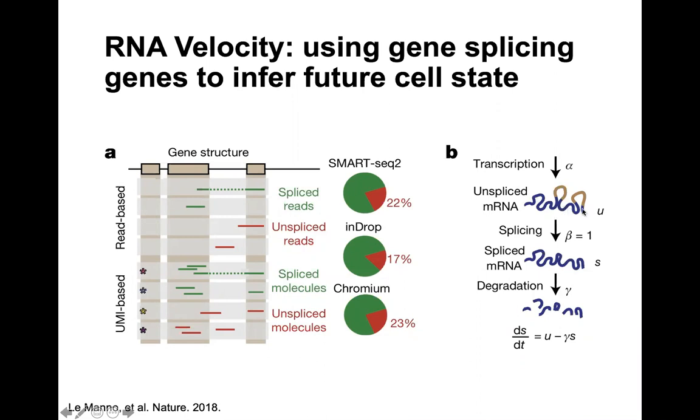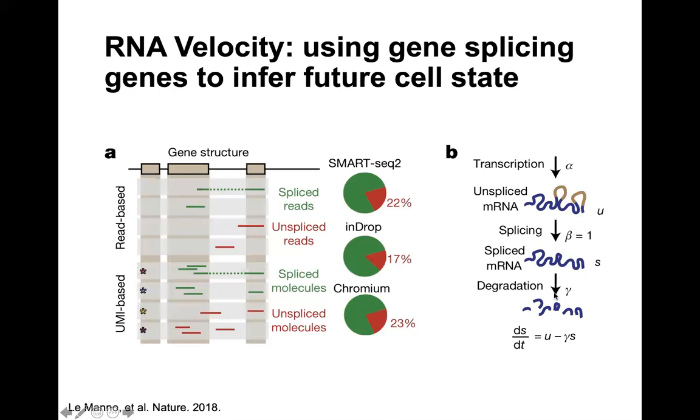That produces some quantity of unspliced mRNA in the cell that then gets spliced at some rate. And in this paper, they assume that there's a constant splicing rate, which then leads to a concentration of spliced mRNA, which is then degraded at some rate to get destroyed and recycled within the cell. So these rates are really what we would like to estimate.